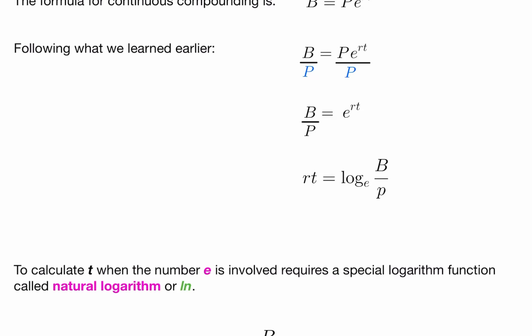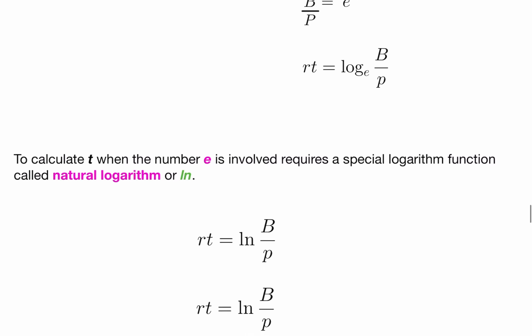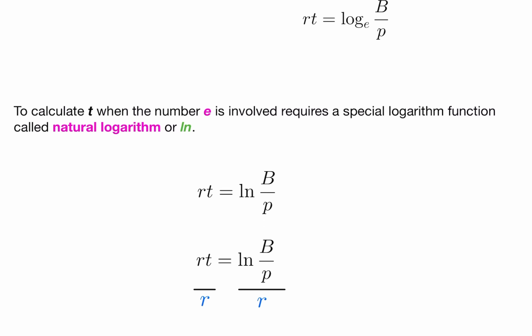Now, here's what's interesting. We're going to use the conversion that we just learned, and we're going to say that RT is going to equal the log base e of b over p. So what makes this interesting is that when you have a base e, okay, it actually requires a special logarithmic function called the natural logarithm, or ln. We pronounce it as ln, okay?